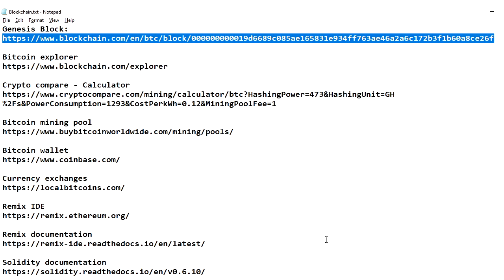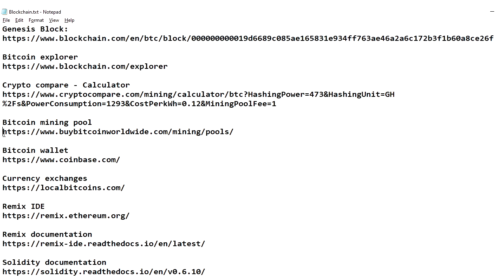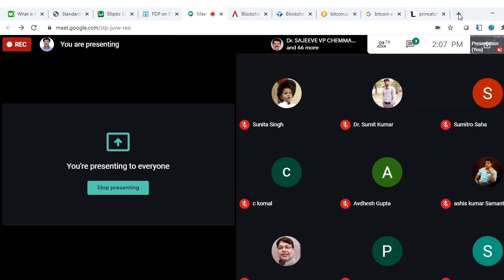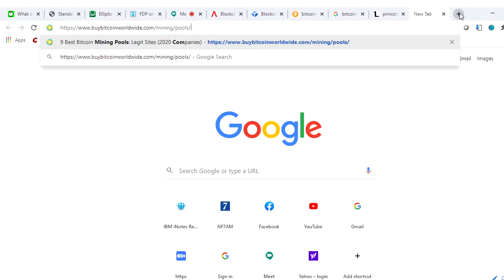And I will show you one thing here. Bitcoin mining pool. Let us see what the various mining pools available are.